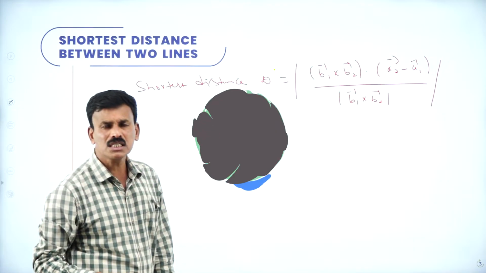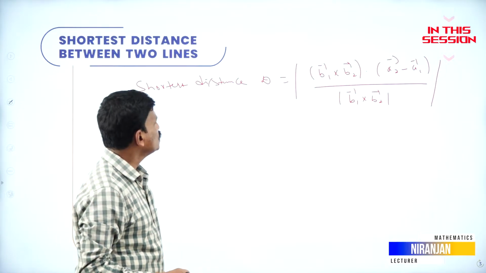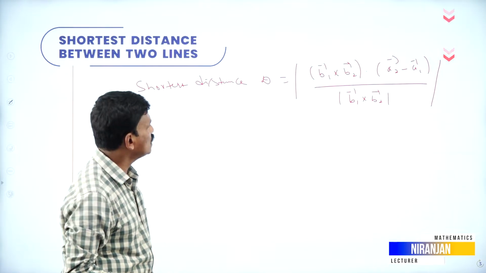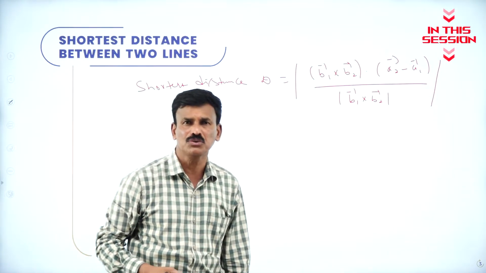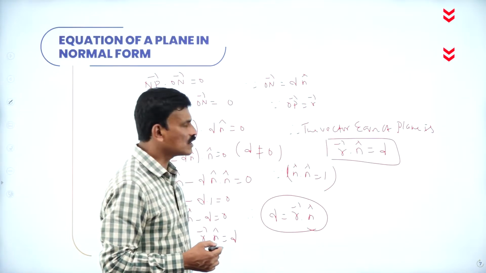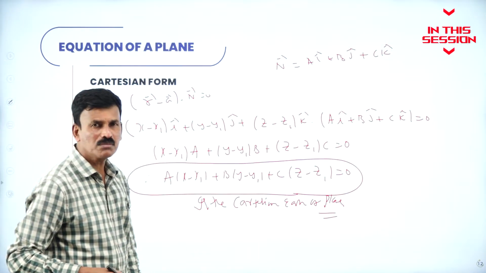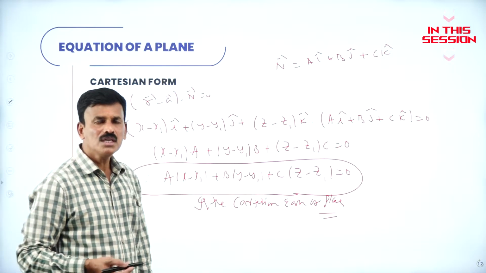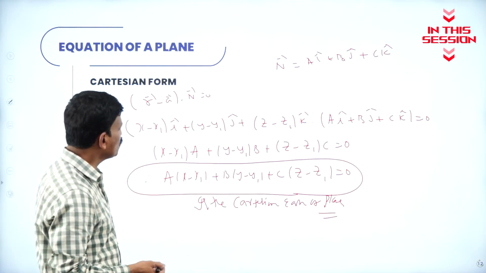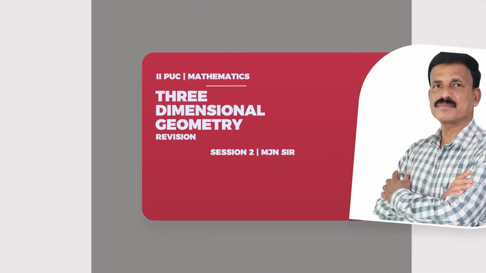The shortest distance between the two vector equations is given by D is equal to (B1 cross B2) dot (A2 minus A1) vector divided by the length of B1 cross B2. The vector equation of the plane in the normal form is vector R dot n cap is equal to D. The vector equation is (R minus A) dot n is equal to 0, and the Cartesian equation of the plane is A into (x minus x1) plus B into (y minus y1) plus C into (z minus z1) is equal to 0.